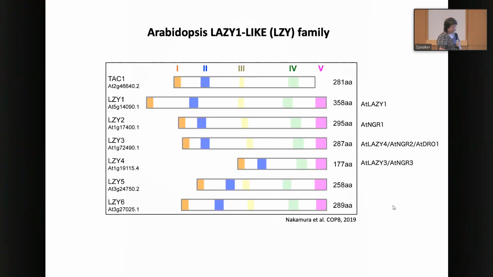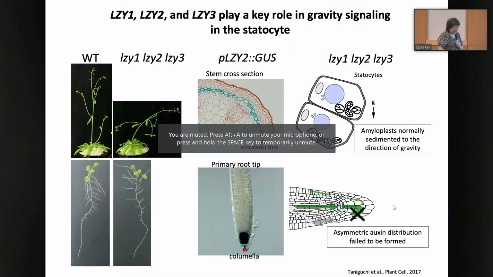In the Arabidopsis genome, there are 7 LZY-like family genes, and sometimes you may be confused because each research group uses a different gene name. I'm sorry for that, but here I would like to use our nomenclature. Okay, this is a summary of our study on LZY 1, 2, and 3.